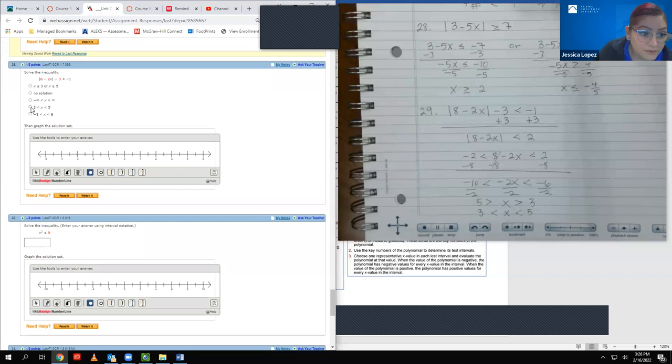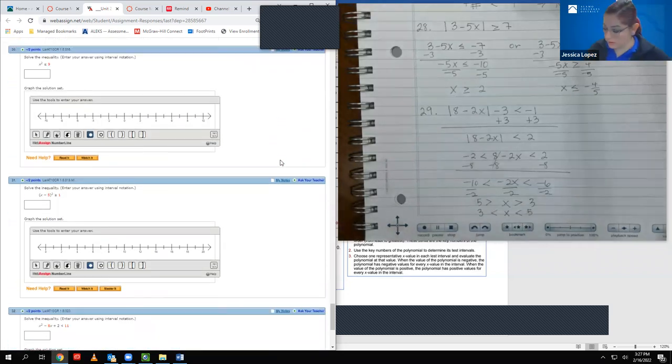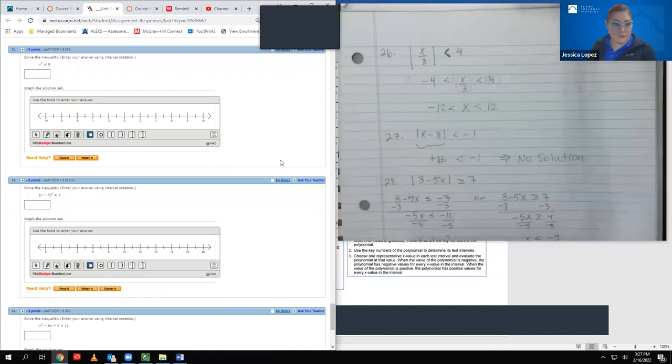And then how do I graph that? That's going to be everything between 3 and 5. So let's mark 3, and then let's mark 5, and then we'll shade in between those two. Okay, getting there. We got 3 more to go.